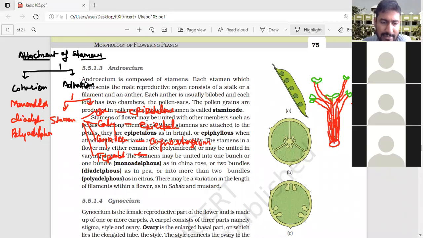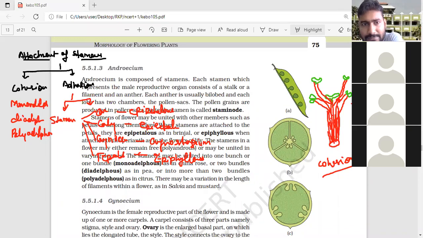If gynoecium or tepals are there, this condition is known as epiphyllous. In this way they have classified monadelphous, diadelphous, polyadelphous. Clear? This is the cohesion type. Can you tell which type it is? Mono, di, poly.